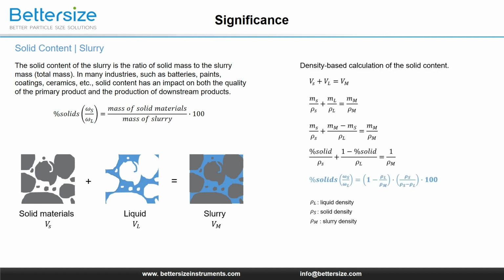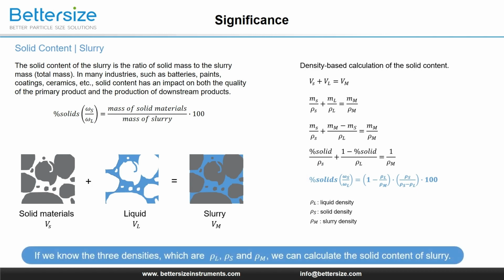By the mathematical transformation, we can get the relationship between density and solid content. Based on the relationship, if we know the liquid density, solid density, and slurry density, we can calculate the solid content.